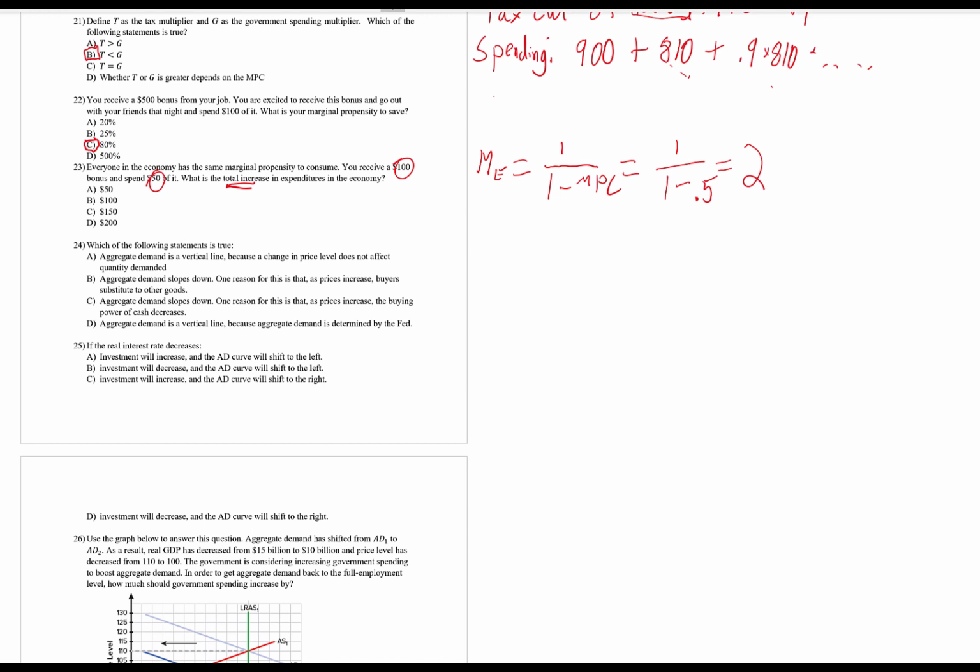And so what that means is we can take an initial increase in spending of 50. So total increase equals the initial spending of 50 times our multiplier, which is 2. 50 times 2 is 100, so our answer is B.